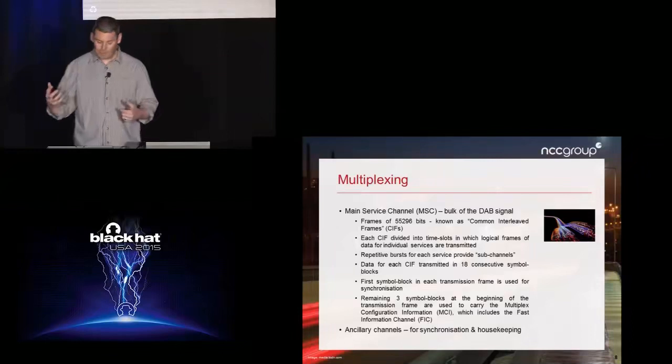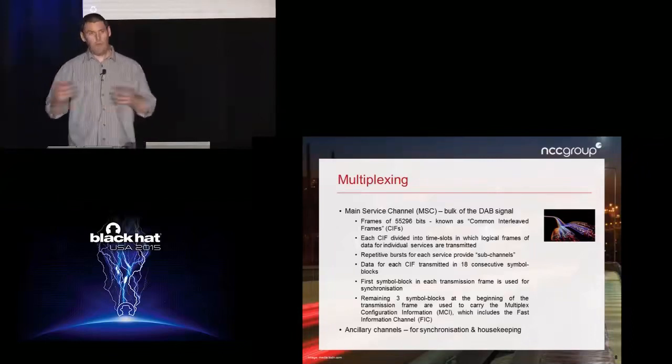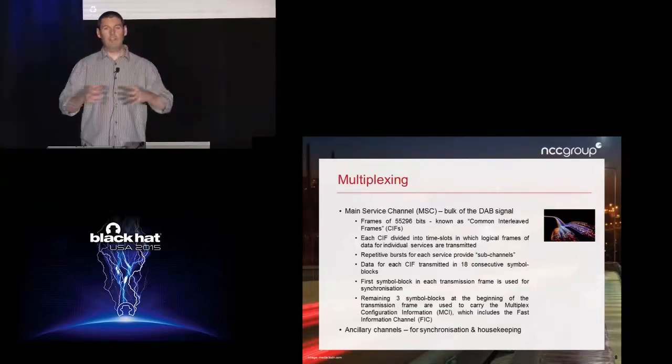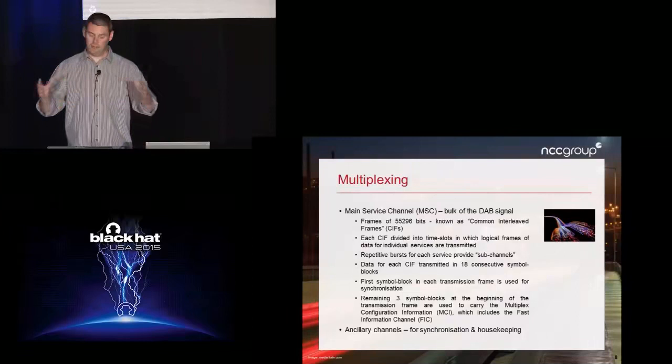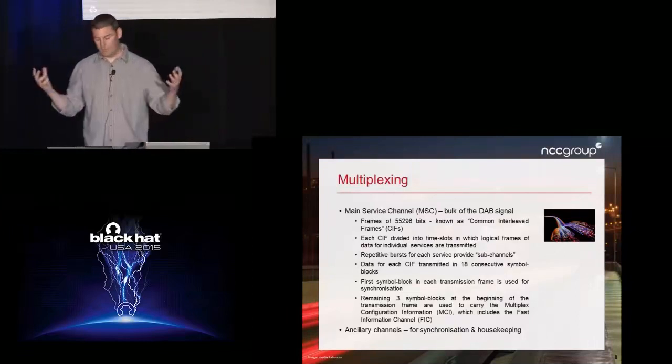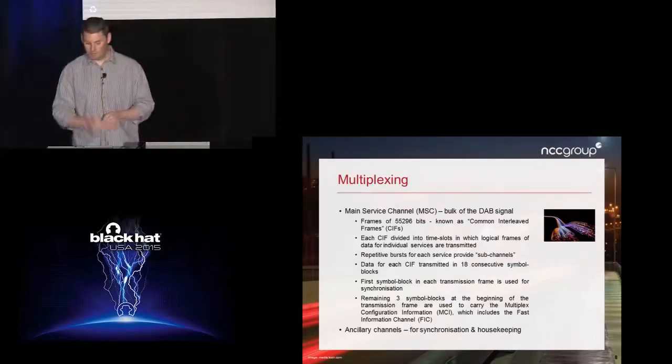So you've got the multiplex configuration information, all the information about what's in that multiplex, so the types of data, the names of the ensemble, which is the collection of channels, and all kinds of configuration information. And it also contains this thing called the fast information channel. And there's a bunch of other channels that are used for synchronization and housekeeping.